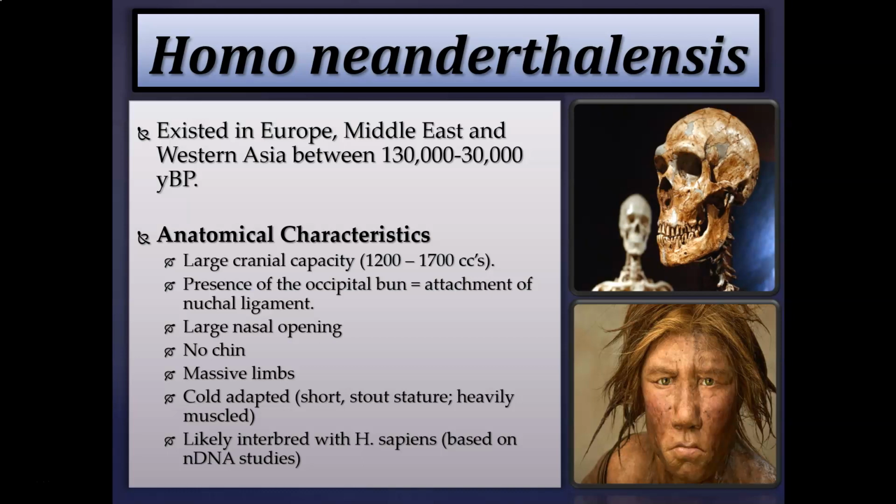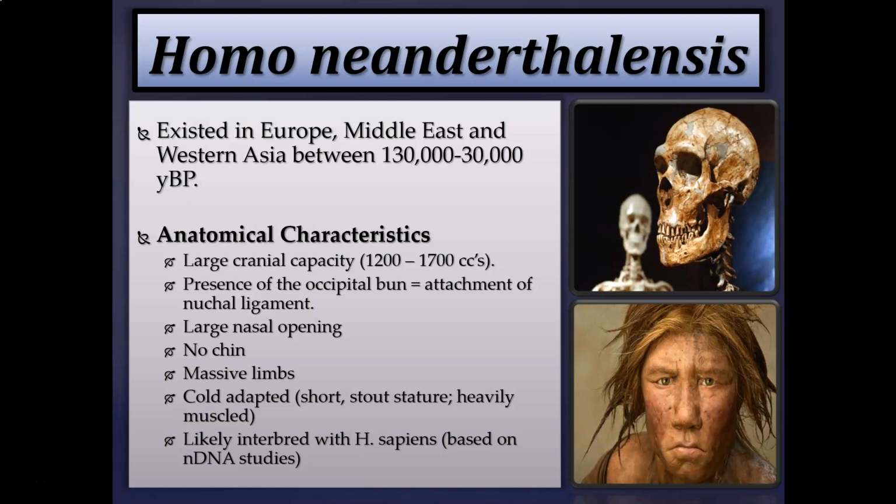You see features such as the presence of the occipital bun. If you remember back from our osteology sections, the occipital region is in the back of the skull, and the occipital bun is a protrusion that would be the attachment point for the nuchal ligament. That's essentially the ligament in your neck that prevents your head from pitching back and forth during bipedal walking, running, jogging, etc. Relatively large nasal opening, or nasal aperture.